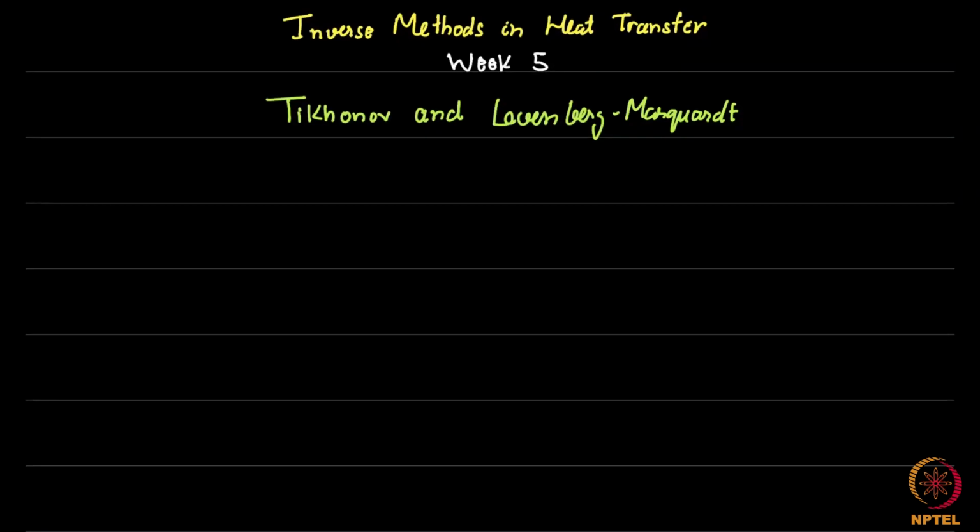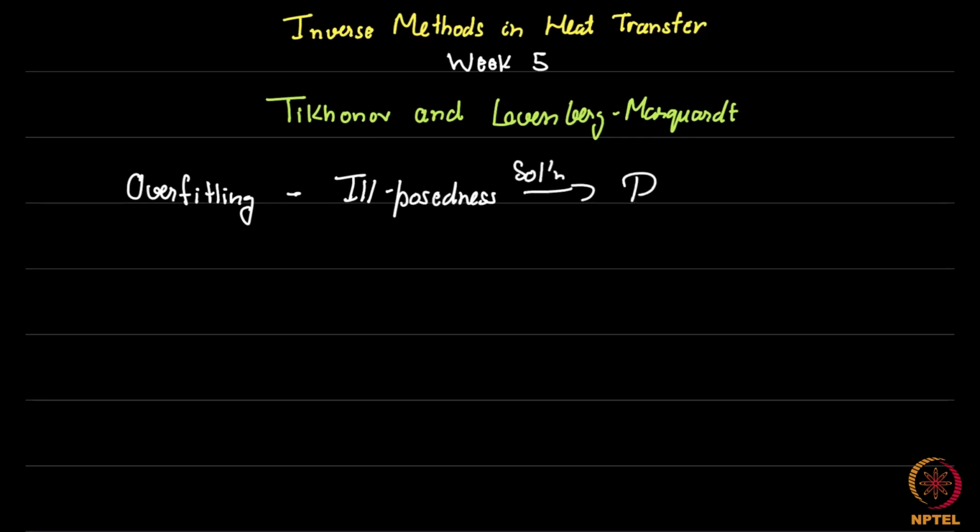In the last video, we saw that linear methods suffer from overfitting in case we use too complex a model. And this overfitting actually is a sign of ill-posedness of the problem. And the solution to ill-posedness is actually something called regularization. The way we accomplished this regularization was by adding terms to the objective function.